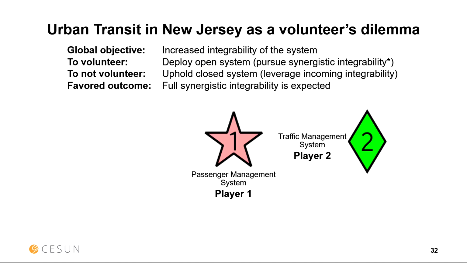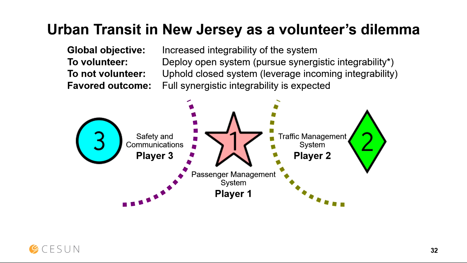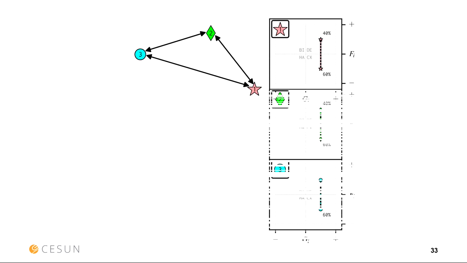Extending this approach to our motivating example, let's consider the actor responsible for safety and communications in the New Jersey urban transit ecosystem. In this case, this is the NJ Transit Police, the only transit police agency in the United States with a statewide authority and jurisdiction. They are also, for the most part, managerially and operationally independent. So let us represent these relationships between these 3 actors using a complete directed graph.